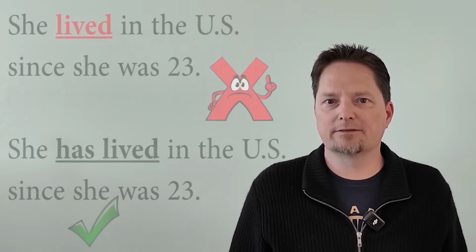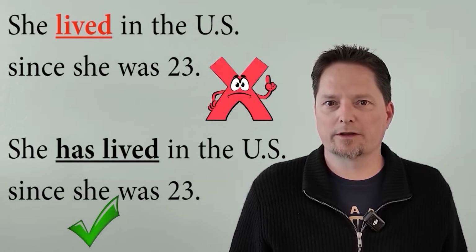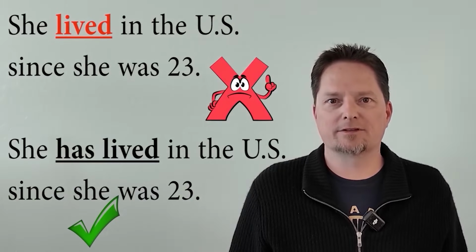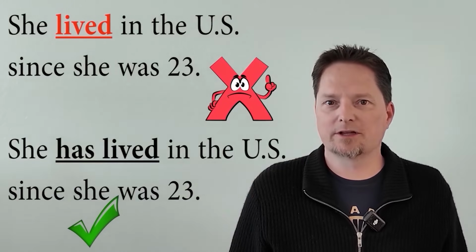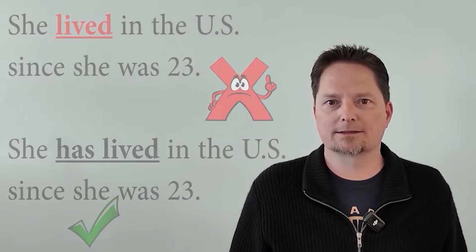Can I say she lived in the US since she was 23? No, I cannot use since in simple past. I have to say she has. She has lived in the US since she was 23. Remember, don't use since with simple past. Let's practice. Has she lived in the US since she was 23? That's right, she's lived in the US since she was 23.